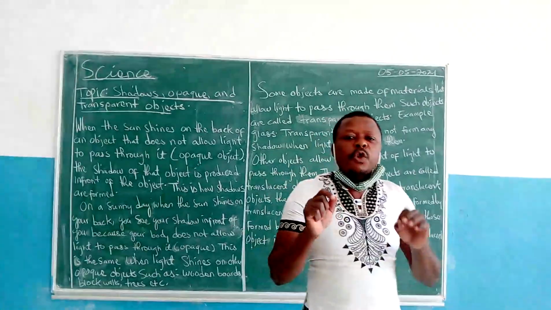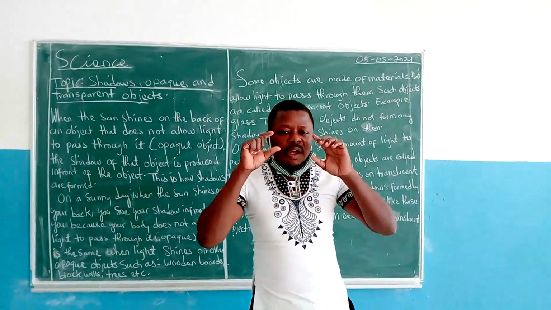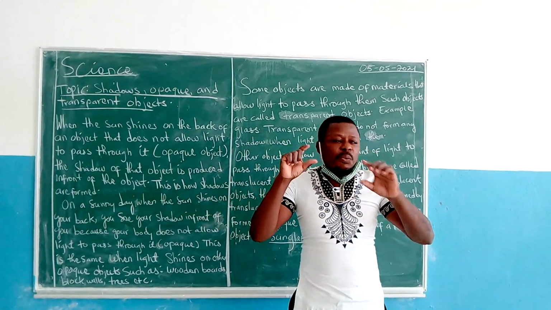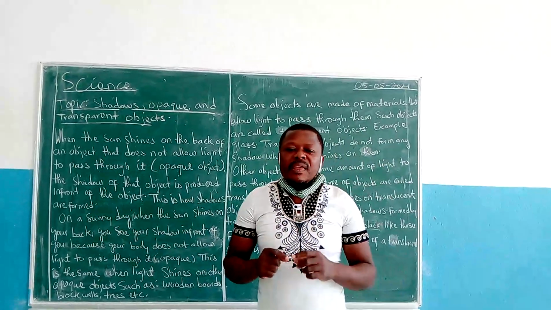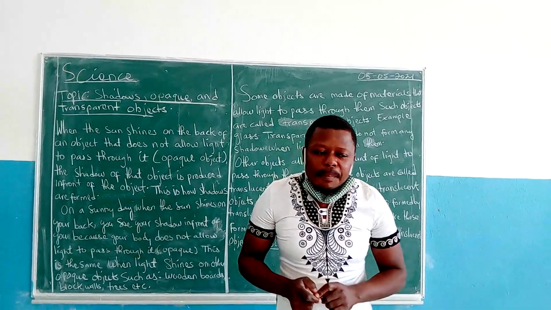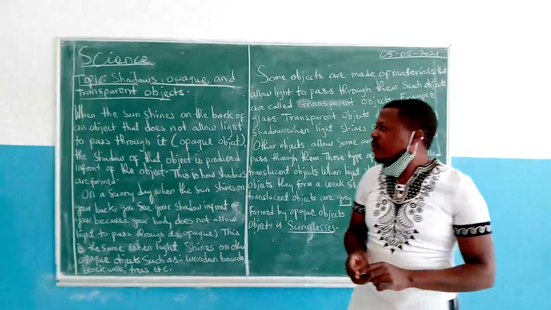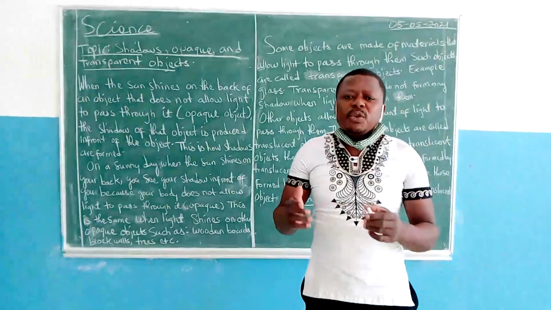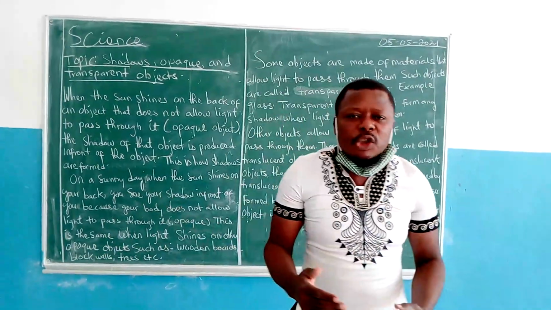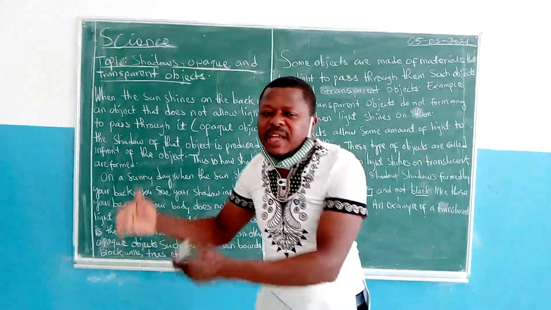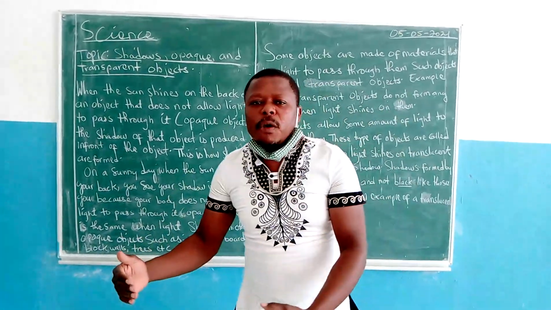They allow for some amount of light to pass through. Another example is sunglasses. Some of us put on sunglasses when the sun is too hot to protect our eyes from sun rays. These sunglasses are examples of translucent objects. So let us look now. Let us find out what is the relationship between opaque objects and light, what is the relationship between transparent object and light, and what is the relationship between translucent object and light.